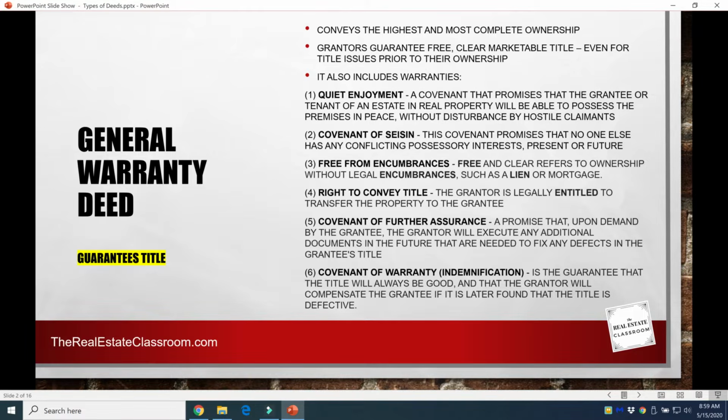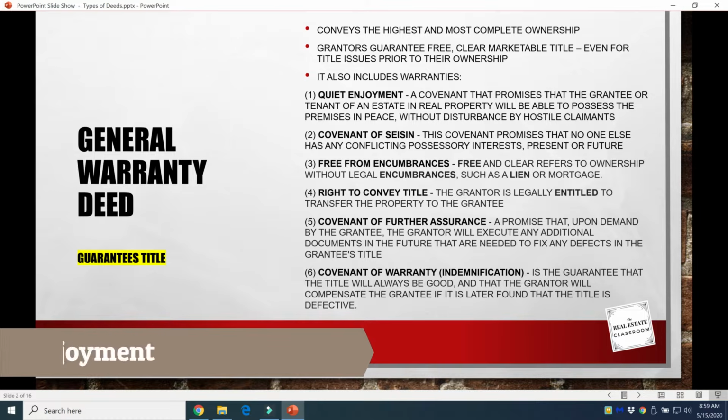All right, so the general warranty deed does a lot of things, and you really got to know the breakdown and the contents of this deed. Number one, it conveys. Remember, conveyance simply means transfer. It conveys the highest and most complete ownership. The grantor also guarantees free, clear, marketable title, even for title issues that pop up prior to their ownership. And it also includes certain warranties.